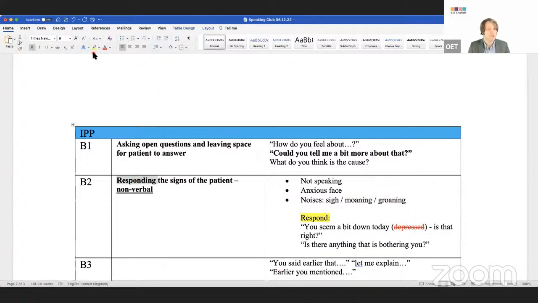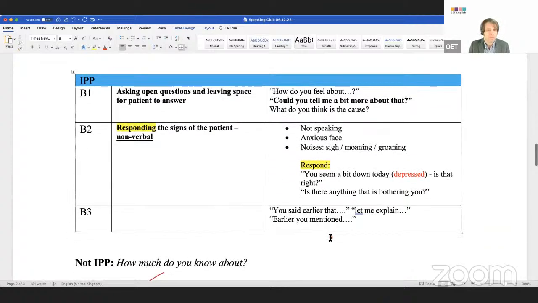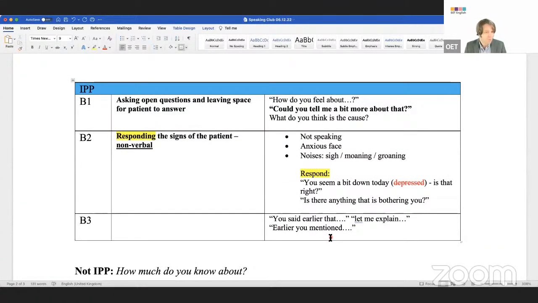To the patient when they do something that's actually nothing to do with language in terms of spoken English. But we have to respond with phrases like, "You seem a bit down today," not depressed, right? But if we're worried about their emotions, you can say they seem a bit down today, or is there anything that is bothering you? We talked about this yesterday. Okay, so I'm not going to review this again.